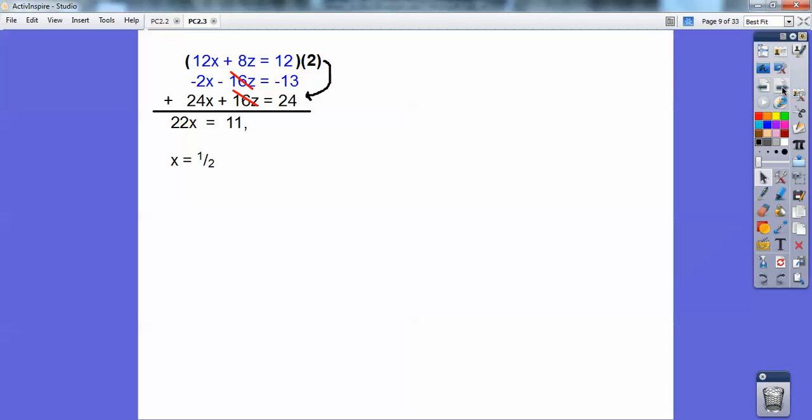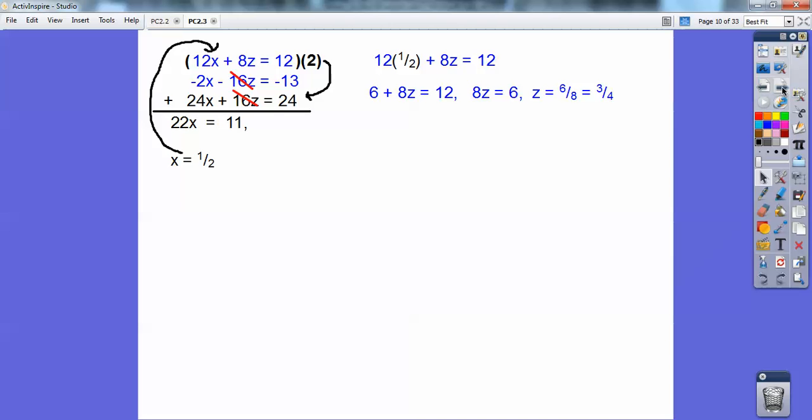That's okay. Fractions are cool, you guys. Don't let fractions scare you. Okay, I put x back up in there, and I get z to be 3/4. And then I took equation number 3, because equation number 3 just had that 1y by itself, so I'm going to plug in 1/2 for x and 3/4 for z. Okay, that's what that is right there.